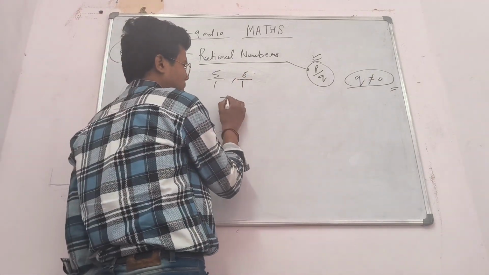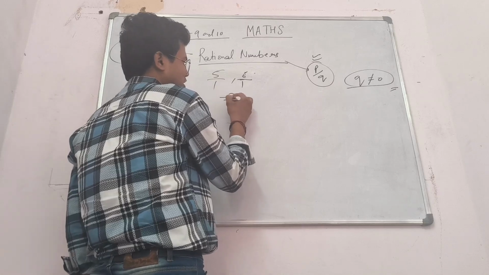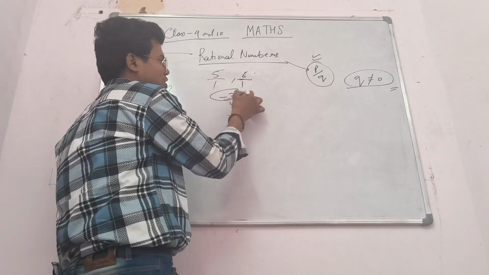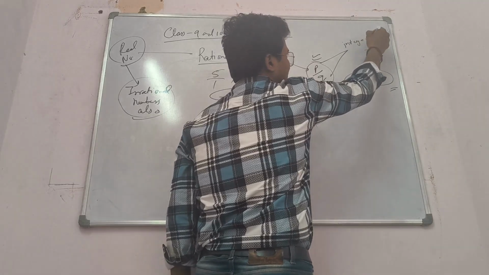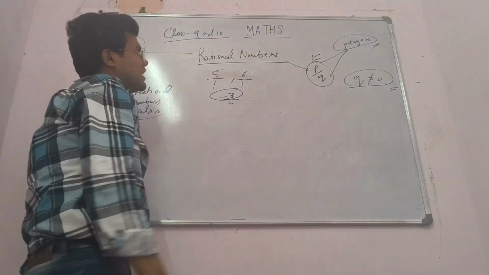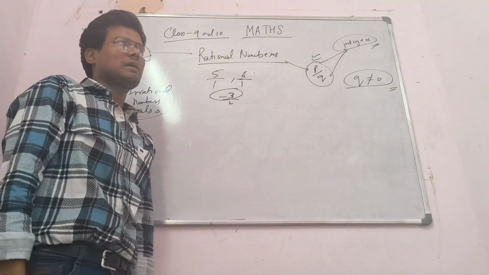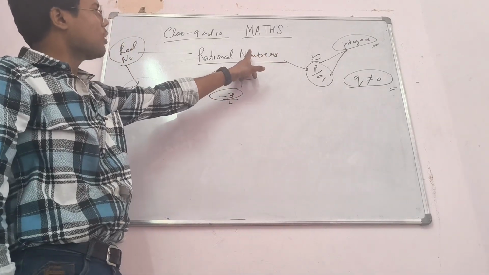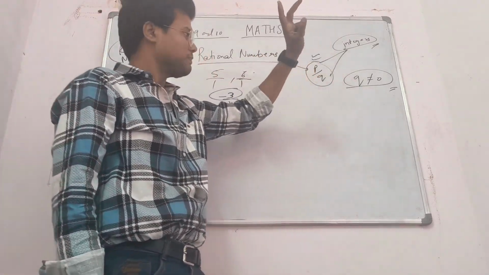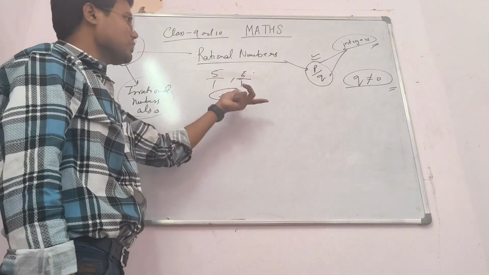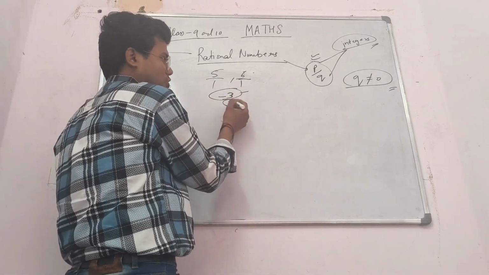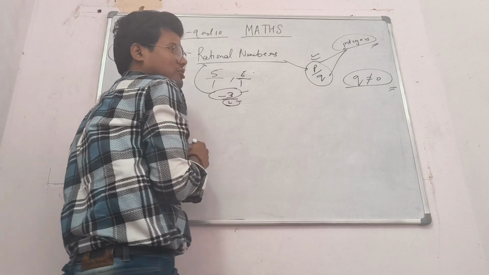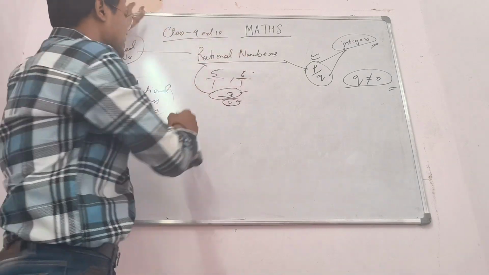Suppose we have minus 3 upon 2, is it a rational number? Yes, it is a rational number, because p and q should be integers. But can we say all the rational numbers are integers? Minus 3 upon 2, yes. This minus 3 is an integer, 2 is an integer, and the denominator is not zero, so it is a rational number. So basically, these are the rational numbers.